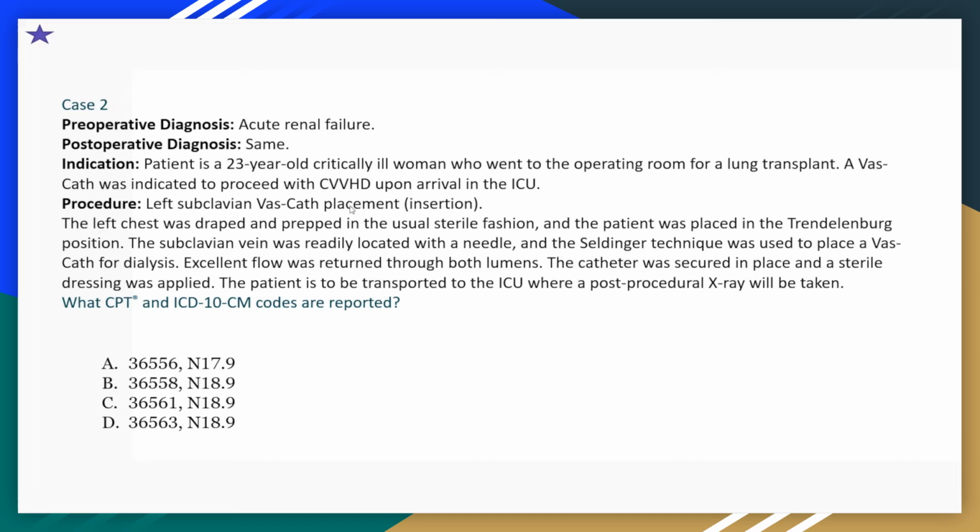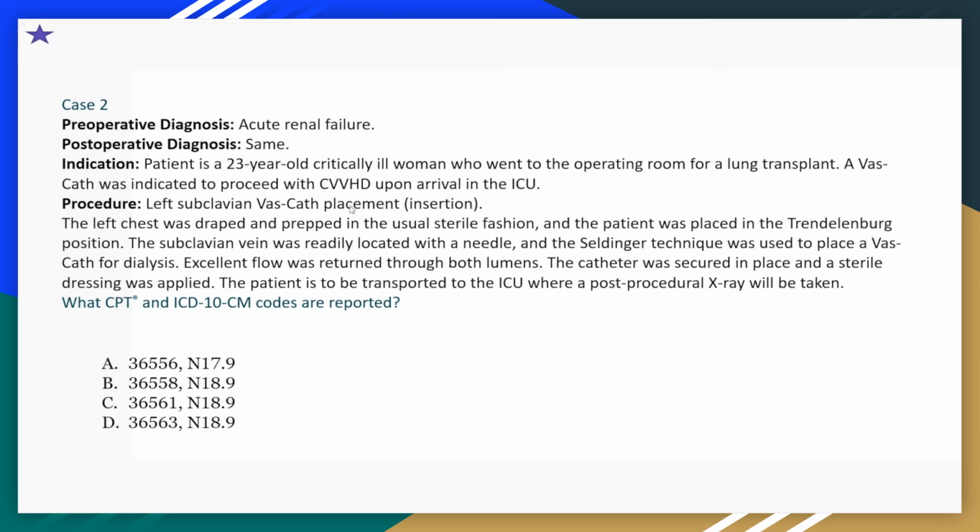Now the operative report, and remember, according to the new CPC exam format, you will expect ten questions on the operative report. So here, acute renal failure is the pre-operative diagnosis, and the post-operative diagnosis is the same. The indication is a 23-year-old critically ill woman who went to the operating room for a lung transplant. A vas cath was indicated to proceed with CVVHD upon arrival in the ICU. Procedure is left subclavian vas cath placement.